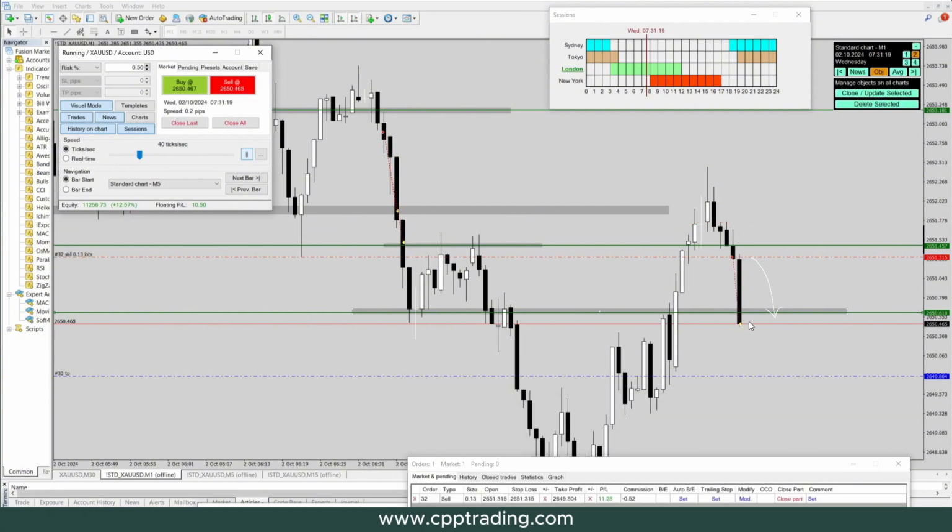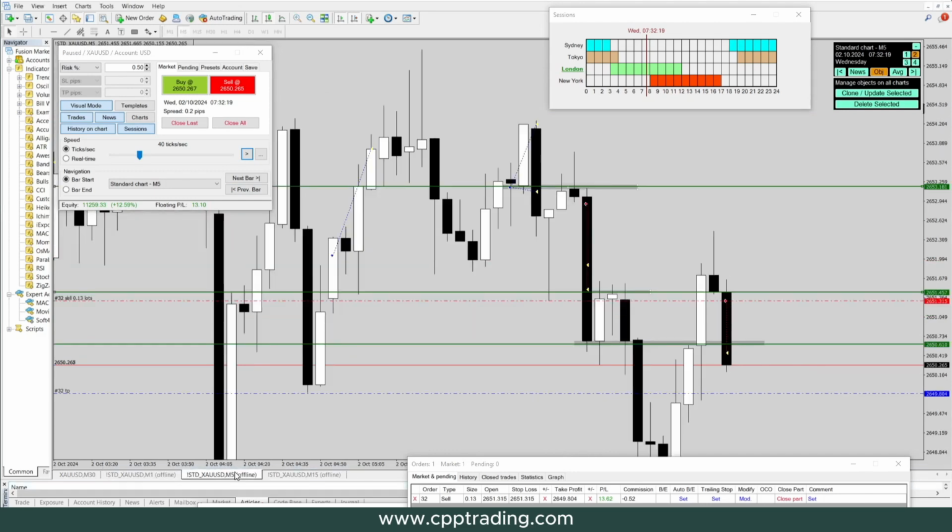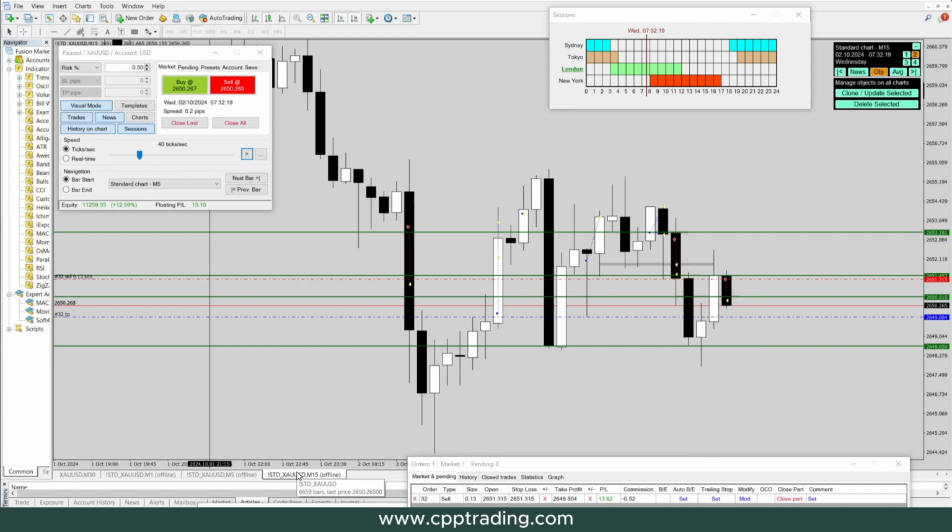Let's see if the bears are strong enough. Probably we have to secure once we are approaching that level, 2650. Yeah, it would be a better idea to close the rest of that position because this is a very strong move down. Let's check on the 15 minute.